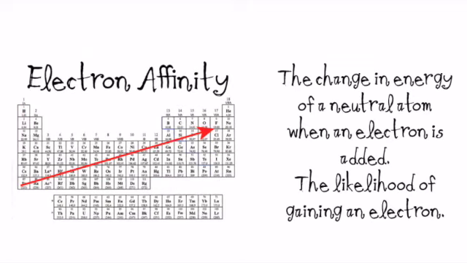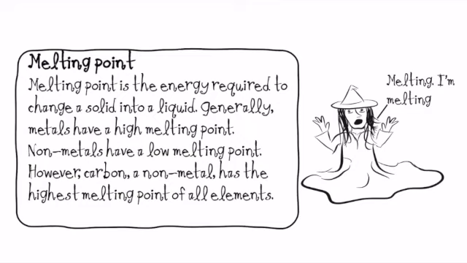Electron affinity. This is the change in energy of a neutral atom when an electron is added, or the likelihood of gaining an electron. It increases as you move up and to the right across the periodic table. Melting point. Melting point is the energy required to change a solid into a liquid. Generally, metals have a higher melting point. Nonmetals have a lower melting point. However, carbon, a nonmetal, has the highest melting point of all elements.